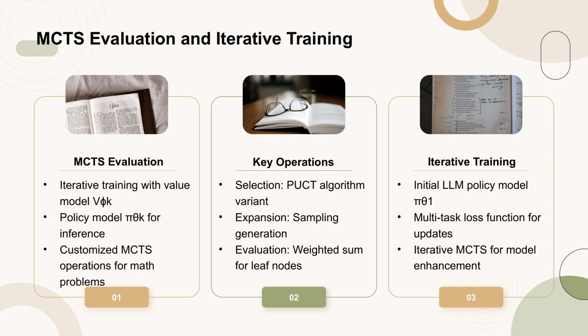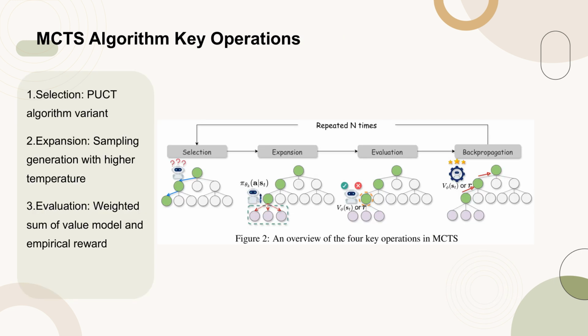The iterative training process begins with an initial LLM policy model pi_theta_1 and employs a multitask loss function to update both the policy and value models. This iterative process enhances the models through repeated MCTS simulations. Figure 2 provides an overview of the 4 key operations in the Monte Carlo Tree Search, MCTS, algorithm.